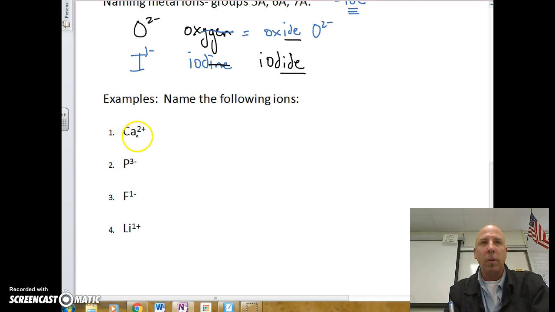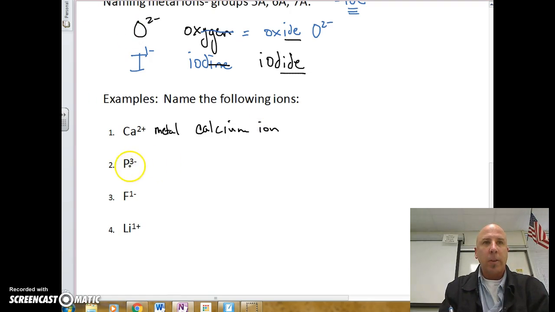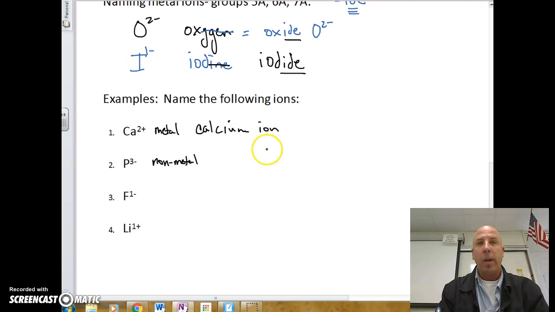Okay, so this very first one, we have Ca2+. Now, we have to remember that this is a metal ion, and so we're just going to call it the calcium ion. On this next one, we have P3-. This is a nonmetal ion, so what we have to do is we have to drop the ending of phosphorus and add that IDE suffix. We're going to call that phosphide.